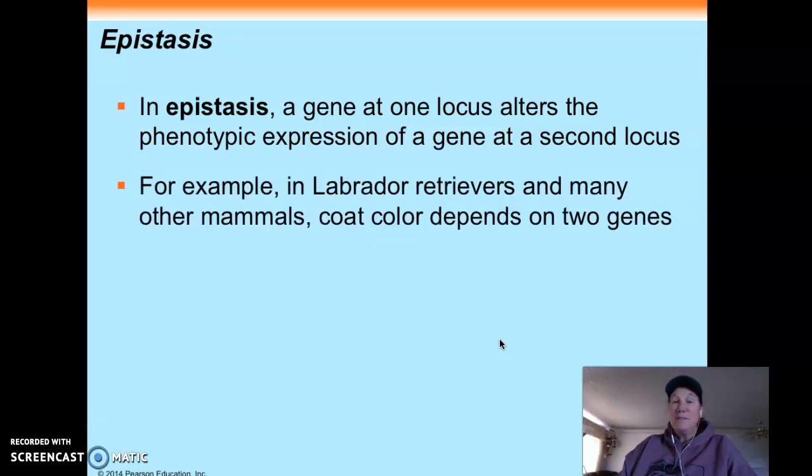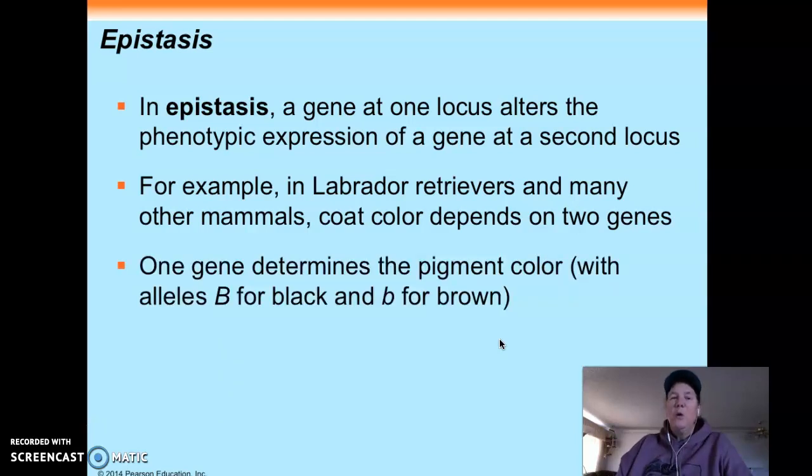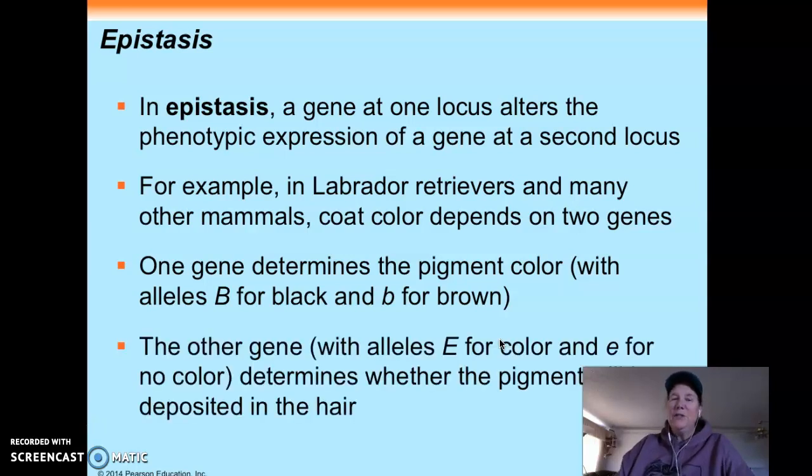This happens. Labrador retrievers, you have many colors. And there's actually 2 genes that determine their coat color. All right. So it's not just one gene with 3 colors, it's 2 different genes that determine their coat color. Okay. One gene determines the pigment color. It allows for brown and black. And then there's another one that determines the actual color that's deposited in their hair. How's that for weird, right?